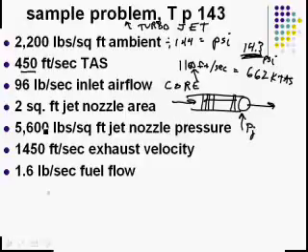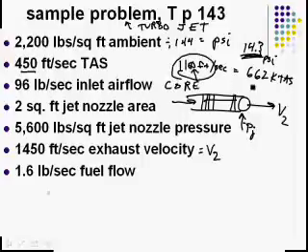5,600 pounds. Wow. If 2,200 is about 14, 5,600 is about 2.5 or 3 times bigger than that. So maybe that's 2.5 or 3 times 14, so 30 or 40 psi, pounds per square inch. 1,450 feet per second exhaust velocity. That's V2. That's the exhaust velocity. Well, if 1,100 feet per second is 662 knots, then that means this is about a third again as big, so maybe that's going to be about 800 knots airspeed.